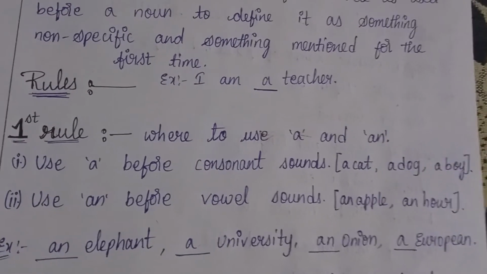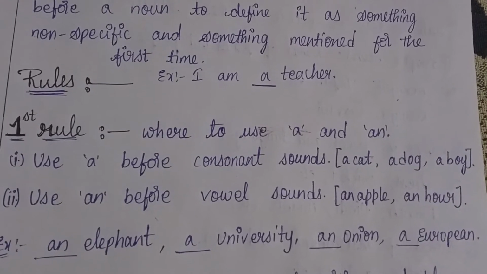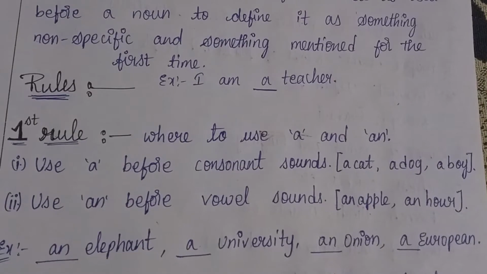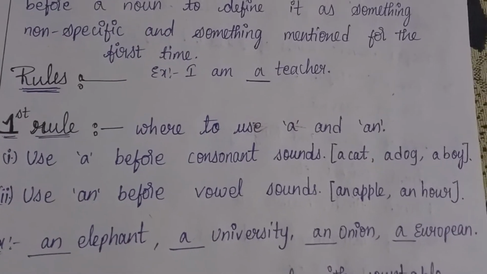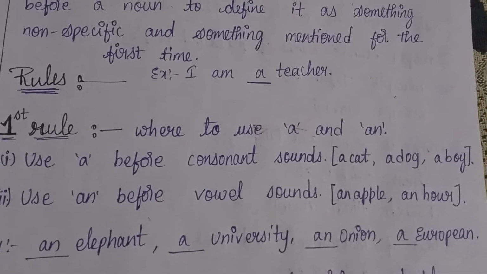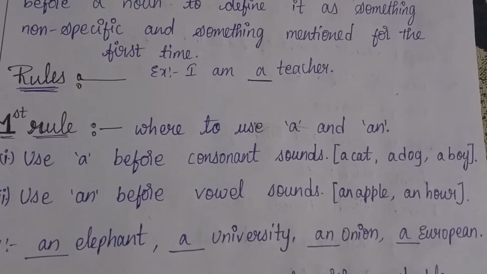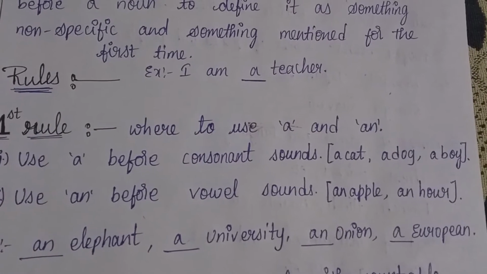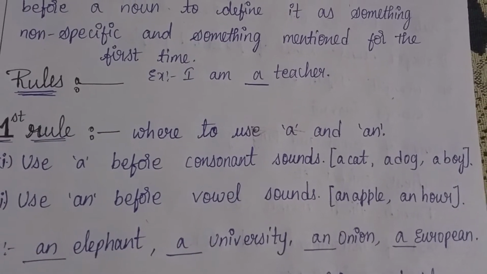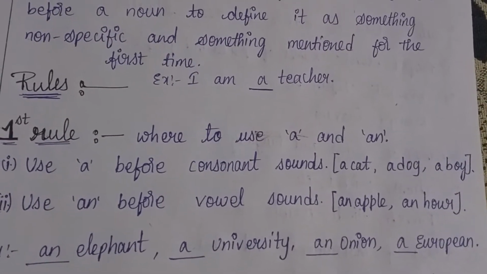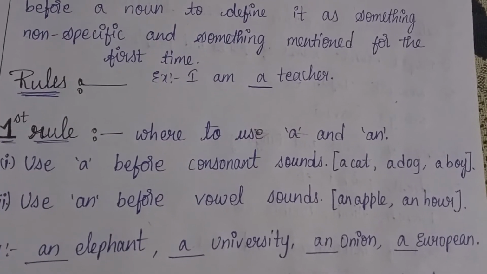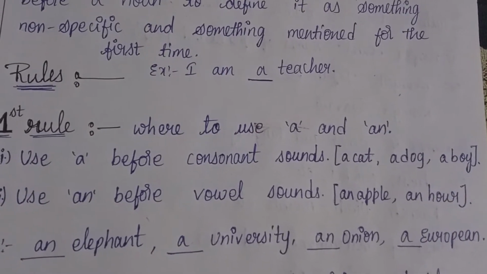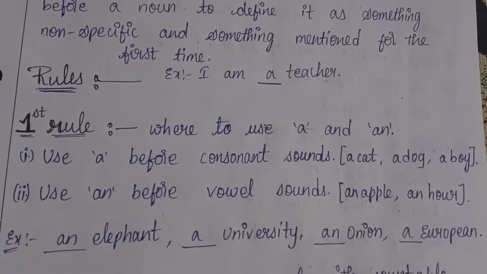But when we see it for the first time, the letter is U, which is a vowel. So definitely many people will put an over here, but it is wrong. In the same way, European. Here it is producing the U sound, but the letter it starts with is E, which is a vowel, and by mistake we put an over there. But it is wrong. We should put a over there. So this is the first rule.